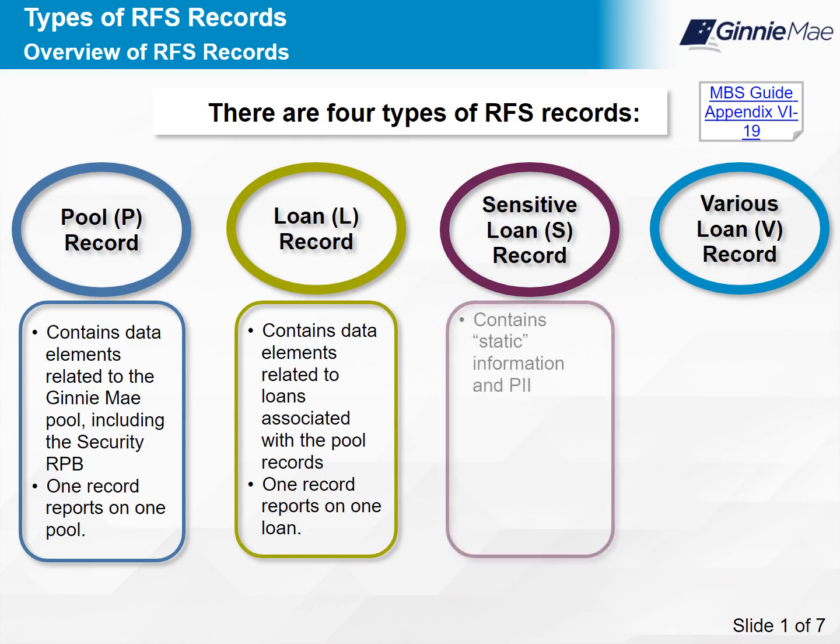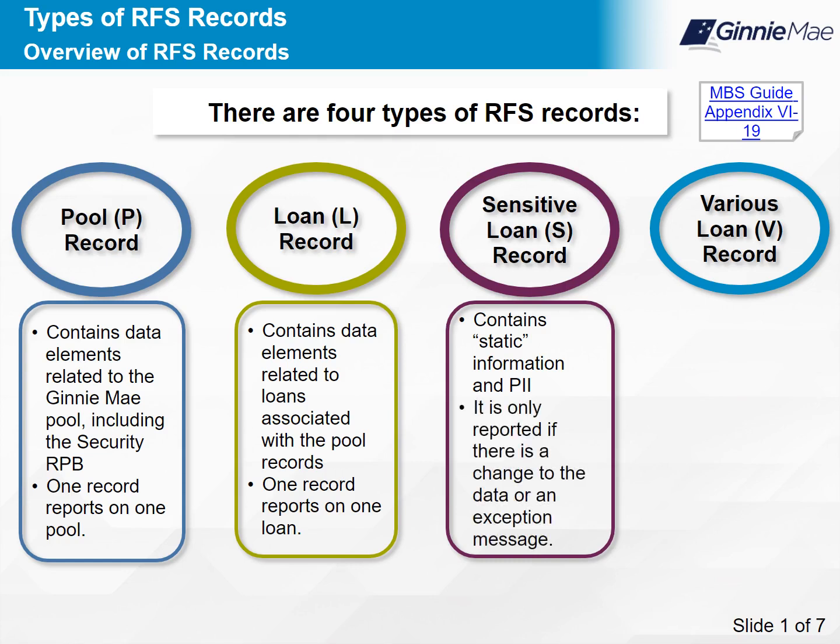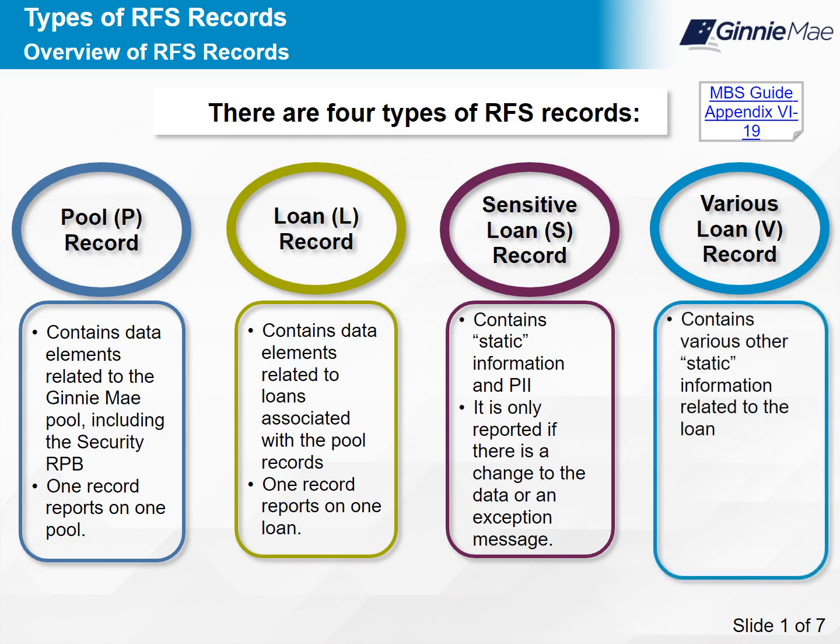The sensitive loan record contains static information and personally identifiable information, PII. It is only reported if there is a change to the data or if there is a reporting exception message that requires correction of the data. The various loan record contains various other static information related to the loan. It is only reported if there is a change to the data that was initially submitted or if there is a reporting exception message that requires correction of the data.